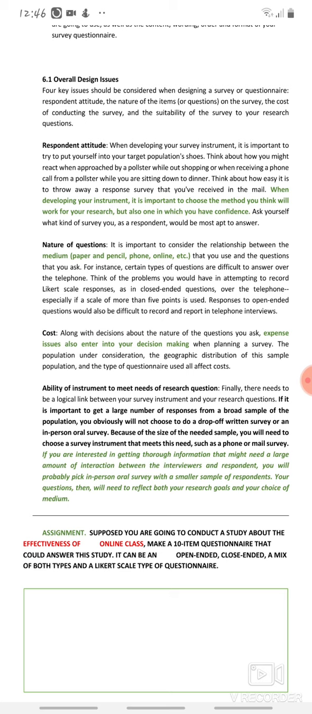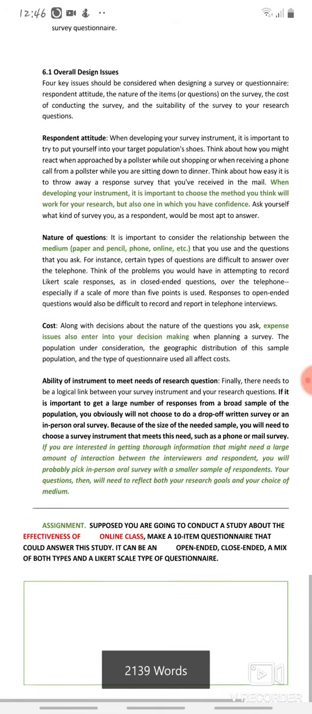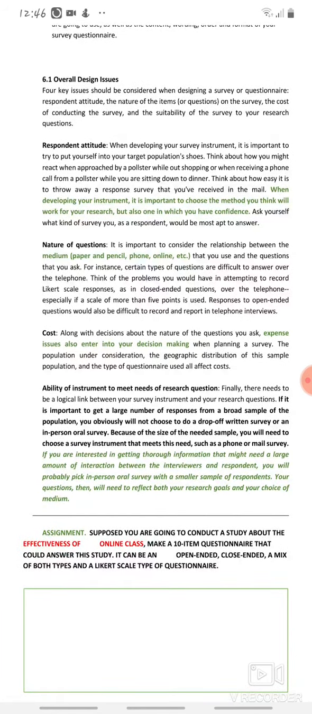Naka-highlight, when developing your instrument, it is important to choose the method you think will work for your research. That is why kailangan mo talaga ng pilot testing. The nature of questions, is it easier for respondents to use paper and pencil, or do you want them to just do it online? But then again, you need to be personally assisting the respondents, like computer assisted, nandoon ka din sa tabi niya or sa likod niya. The cost, kasi nga mas mura, mas okay, hindi natin kailangan gumastos ng malaki sa research. And lastly, the ability of the instrument to meet the needs of the research questions.